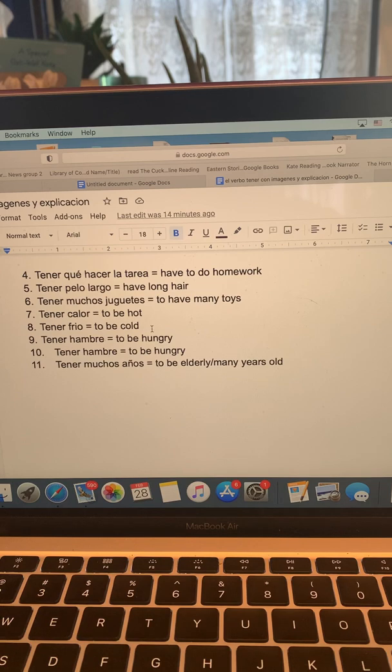And this is about elements that inflict us. 9. Tener hambre. To be hungry. This is a basic physiological need.